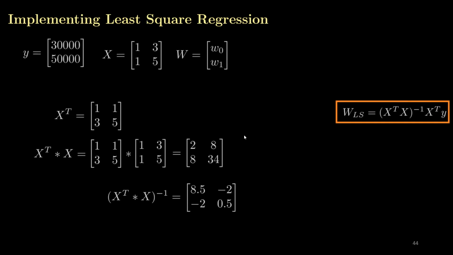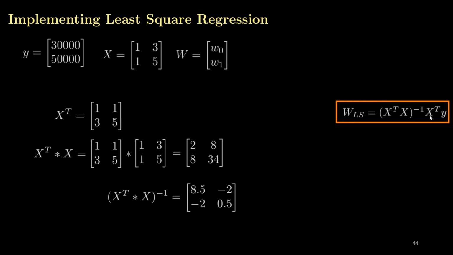The next step is to take the inverse of this matrix. This is a very simple matrix, just 2 by 2. If we take the inverse, we will get this value. So we have completed the calculation of this part, that is X transpose times X. And finally, we have taken the inverse of this product.